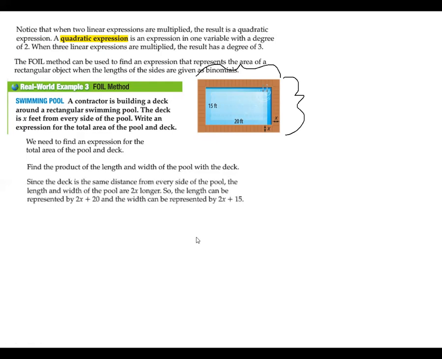Since the deck is the same distance from every side of the pool, the length and width of the pool are 2x longer. So the length can be represented by 20 plus 2x. Here's why. You're adding x feet on this side for the deck and also this side. So you're adding x 2 times to the 20. I don't know what x is, so I have to add 2x plus 20. Same thing with the width. The width is 15, but I'm adding x feet on this side and this side. So the entire width would be 2x plus 15. This would be 2x plus 20.